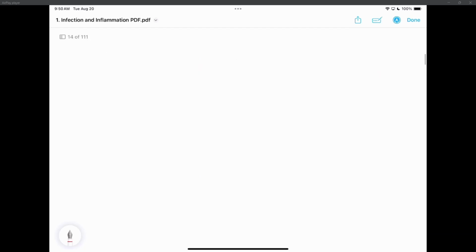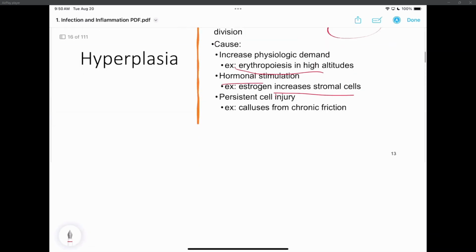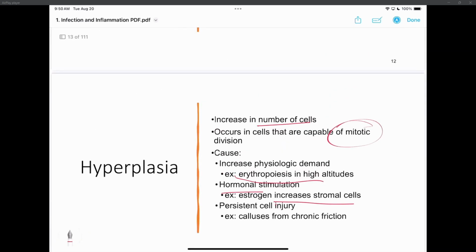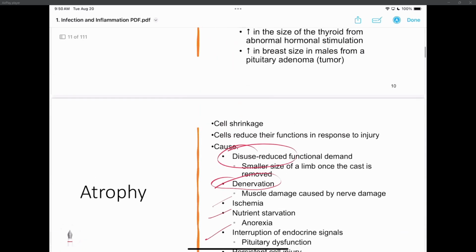Show you a picture here. What's going on? We lose Wi-Fi. Hold on.